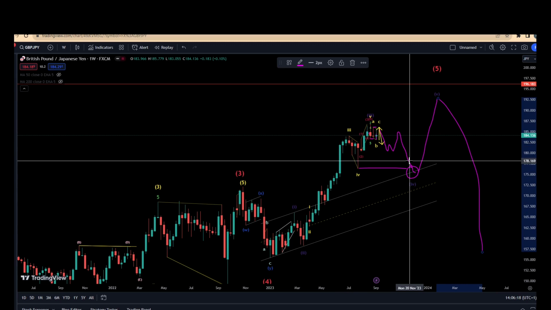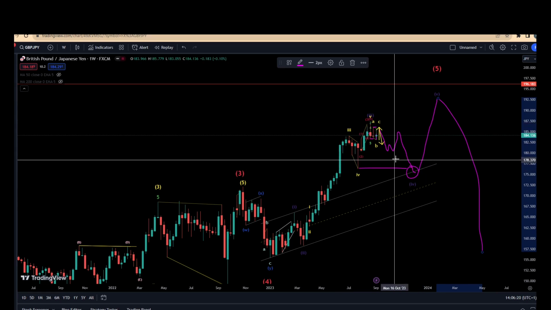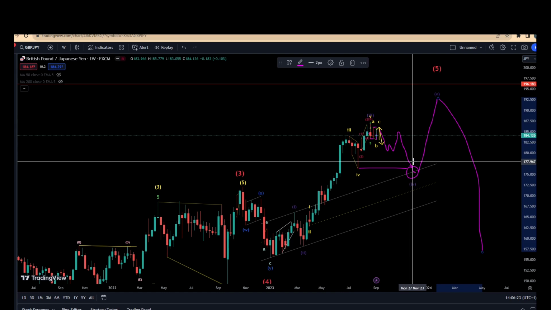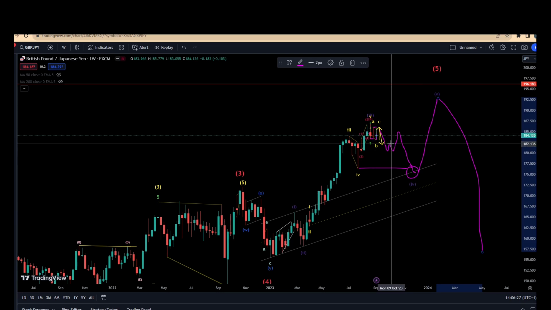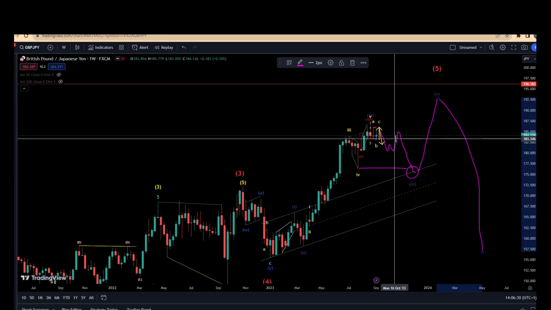Wave 4 can behave any way. This could not even touch these levels. This could also be a triangle. It can be a WXYXZ. It can be a double combo, whatever it is. It could just be an ABC, and we just continue going up. So just be a bit careful.